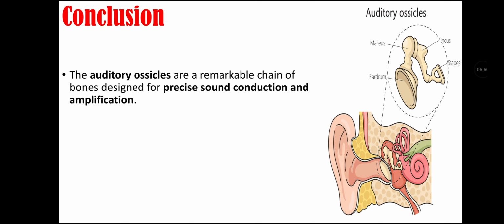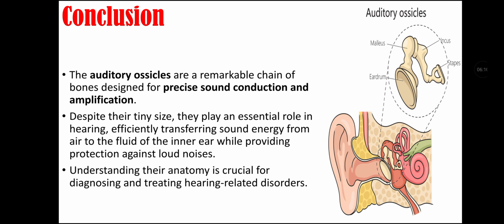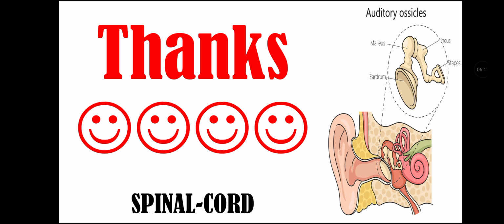Conclusion of this lecture video. Auditory ossicles are a remarkable chain of bones that are designed for precise sound conduction and amplification. Despite their tiny size, they play an essential role in hearing, efficiently transferring sound energy from the ear to the fluid of the inner ear while providing protection against loud noises. Understanding their anatomy is crucial for diagnosing and treating hearing related disorders. And this was about auditory ossicles.